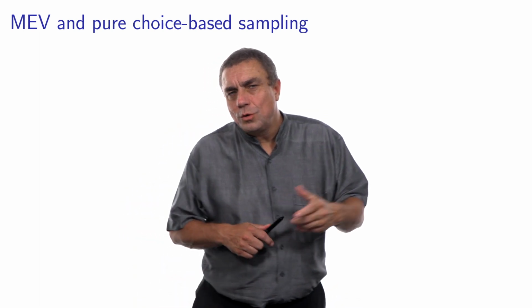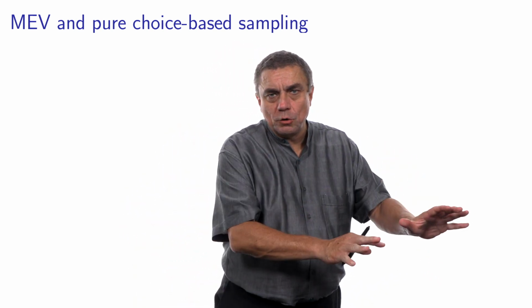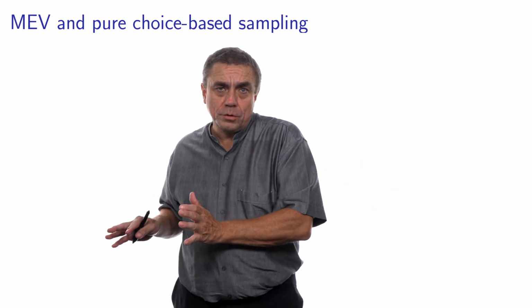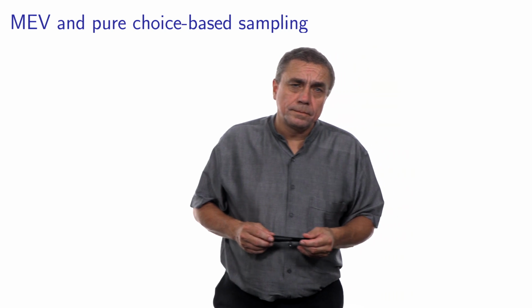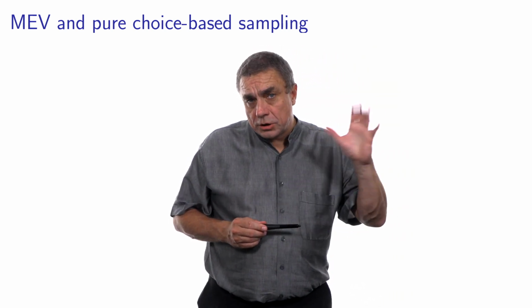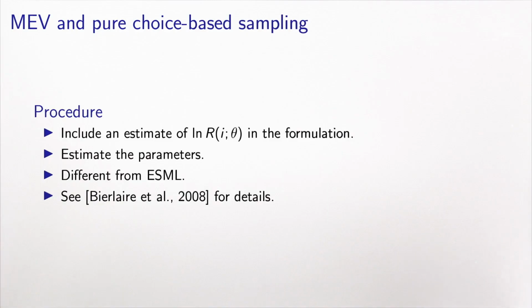So it means that we cannot do like I suggested for the logit: estimate the parameters without worrying about the sampling strategy and correct afterwards. But still, it's quite simple. What we will do is to change a little bit the procedure that I suggested for logit in the following way. We start by including explicitly the estimate of log of R, the correction, in the formulation, like we showed in the previous slide. We put it explicitly in the formulation. So somehow it's about writing a new estimator. And then we can estimate the parameters.